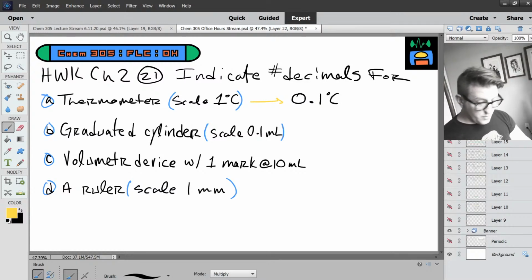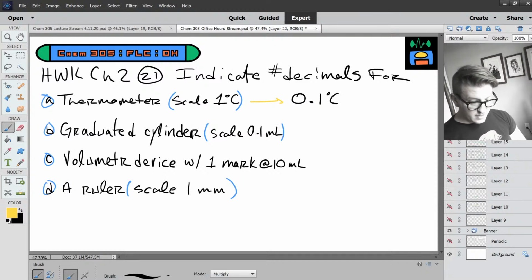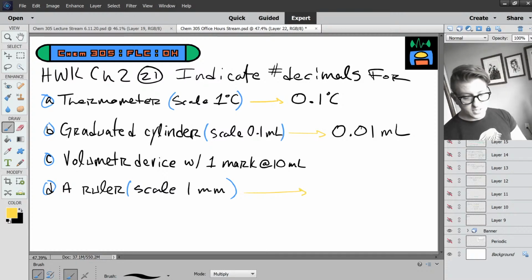Okay, so the uncertain digit is one place beyond the last scale of the measuring device. So a thermometer that measures to every 1 degree will be recording to the 10th place. A graduated cylinder that records to the 10th of a milliliter will be recording to the 0.01 hundredths place, one beyond, right? And I'm going to skip to the end here and say a ruler that measures to 1 millimeter, that's the scale, will measure to the 10th of a millimeter.